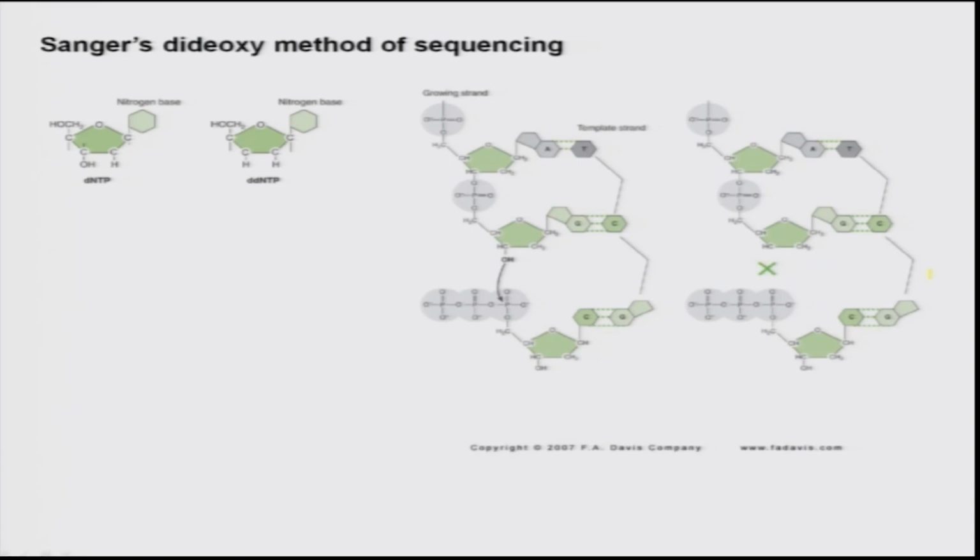So this is a normal base. You have the sugar and then the nitrogen base. What he developed is an analog of this base which is called dideoxy, meaning you can see here, for the DNA in this sugar you have OH as well as here, but here it has been removed, right. So that is what it is.